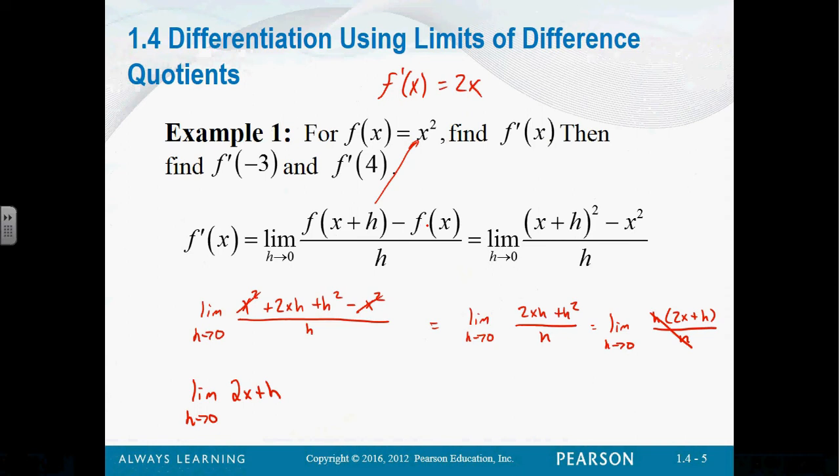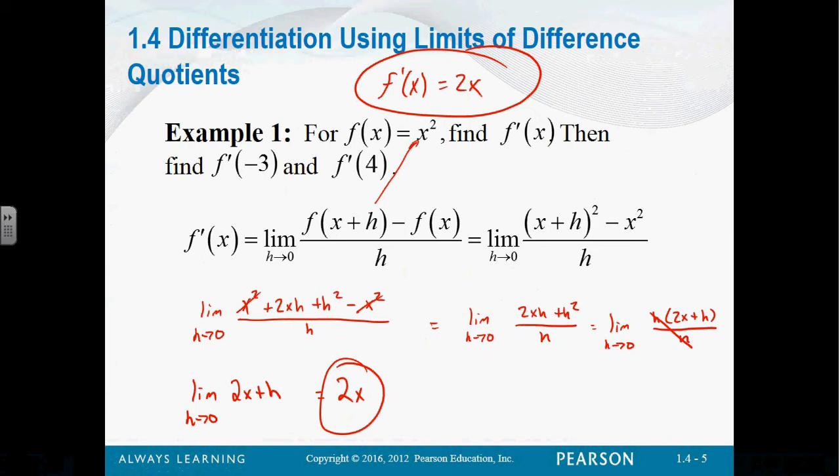This is a polynomial, right? There's no reason that I can't just plug that value of h in. So if I plug in h equals 0, what's my limit? It's just 2x, right? Which I knew I should get. So this is the kind of problem that you want to look at and be prepared to do on the test. Be aware that with the difference quotient, our f of x should always cancel out, and we should always be able to factor an h out of the top so that it cancels with the bottom. And then we're just plugging in h equals 0 into our final limit.